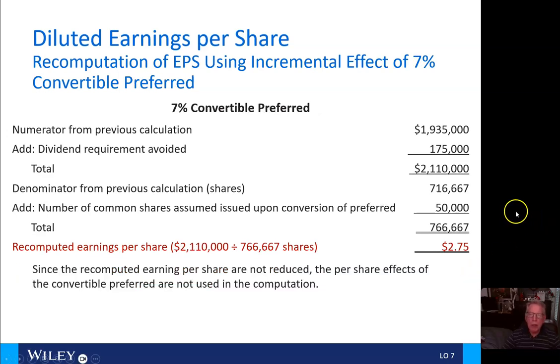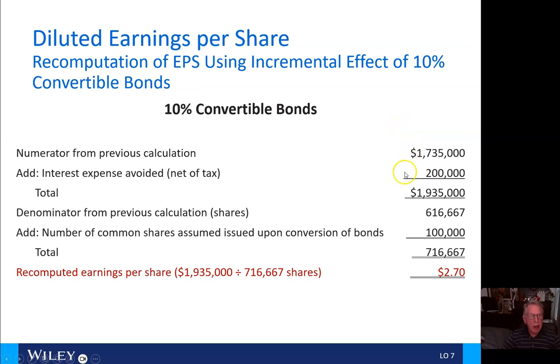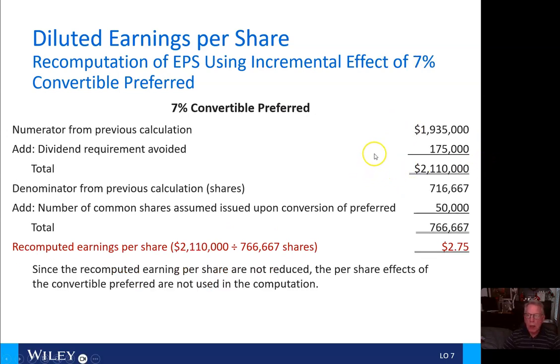Now our 7% convertible preferred will start out with the 1,935,000. We got that from here. And we'll add the dividend requirement avoided.